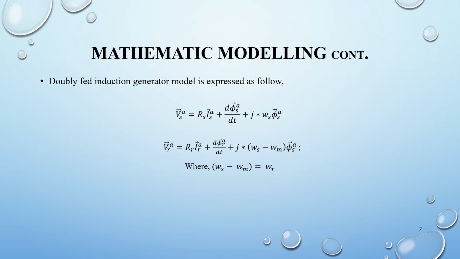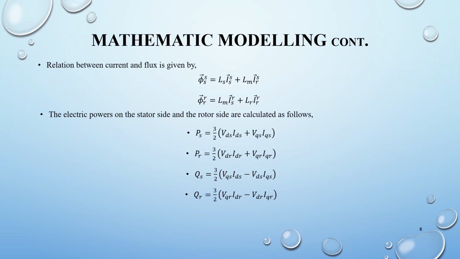to Rr into Ir alpha plus d by dt of vector phi r alpha plus j into omega s minus omega m into vector of phi s alpha, where vector Vr alpha is equal to space vector of rotor voltage, and vector Ir alpha is the space vector of rotor current, and vector phi r alpha is the space vector of the rotor flux, and here omega r is given by omega s minus omega m.